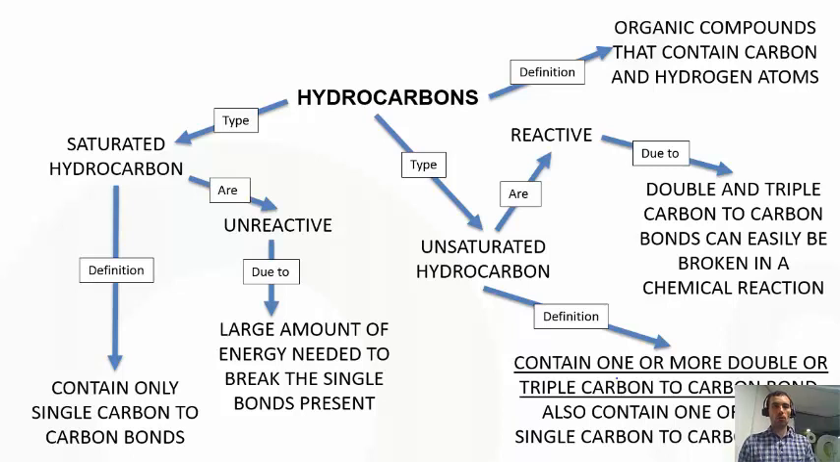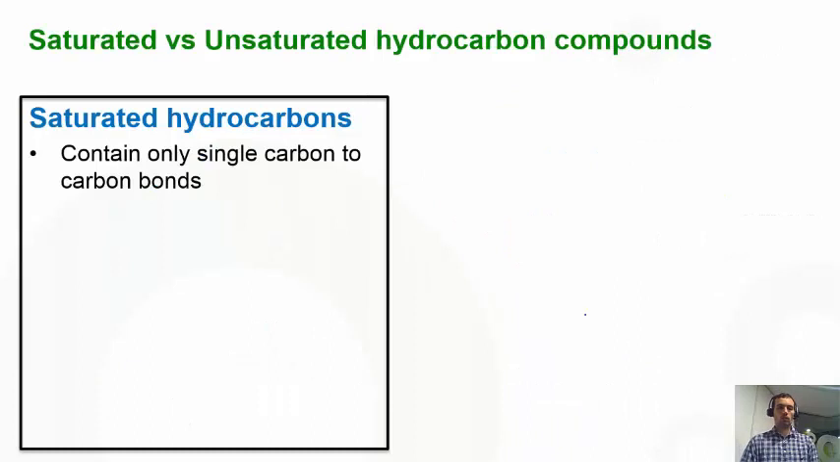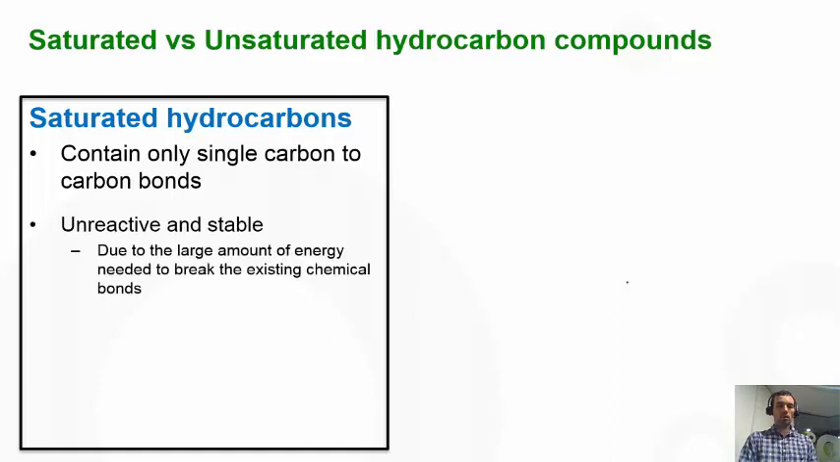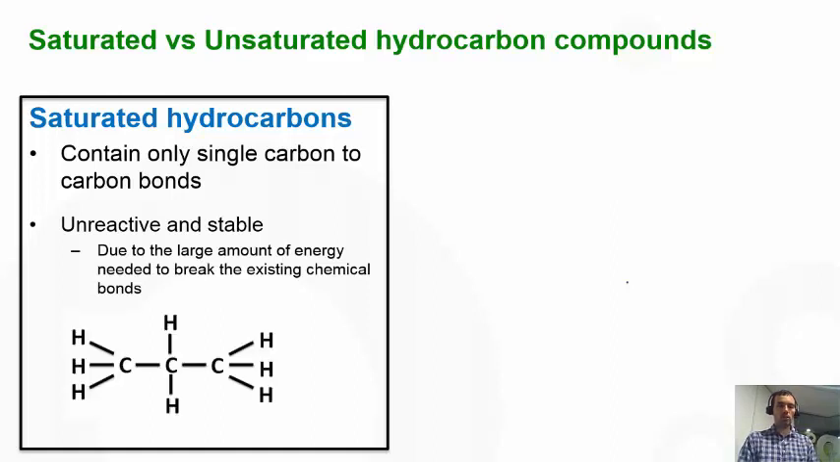But essentially, to summarize: saturated hydrocarbons have only single carbon-to-carbon bonds. Unsaturated hydrocarbons are more reactive because they have this double or triple carbon-to-carbon bond. So saturated hydrocarbons with only single carbon-to-carbon bonds are the ones that are unreactive and stable. We can see a representation of one of those here, where we've got 3 carbons and there are only single bonds between each carbon in that structure.